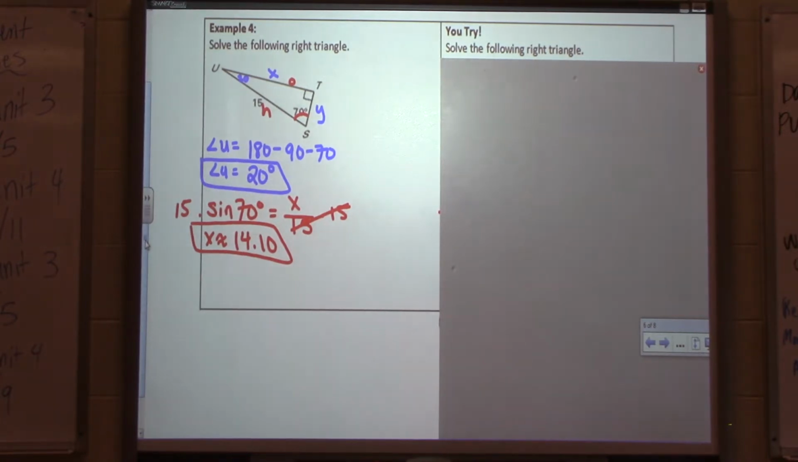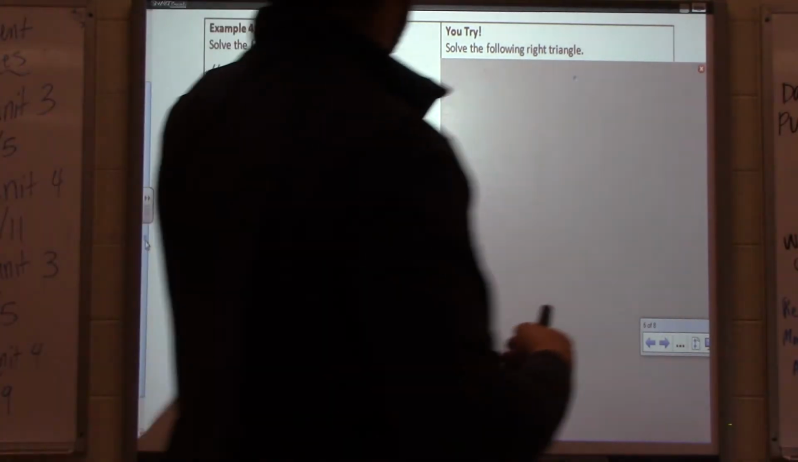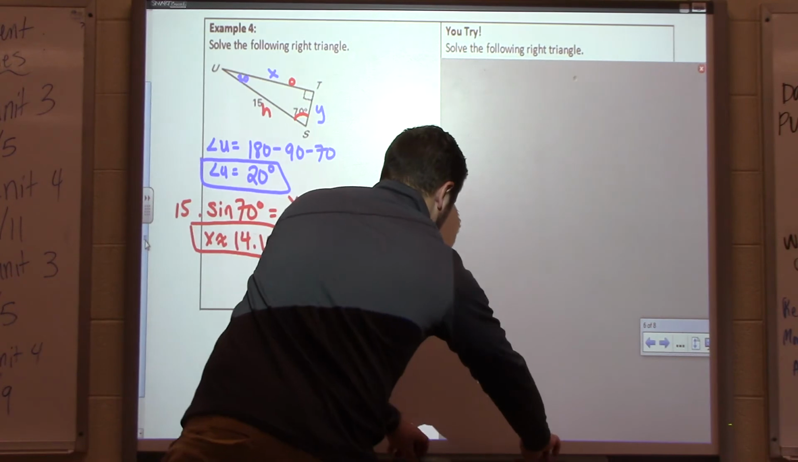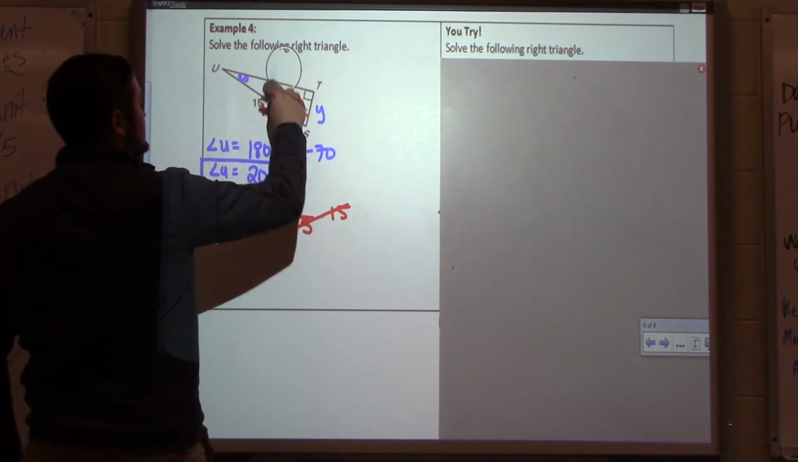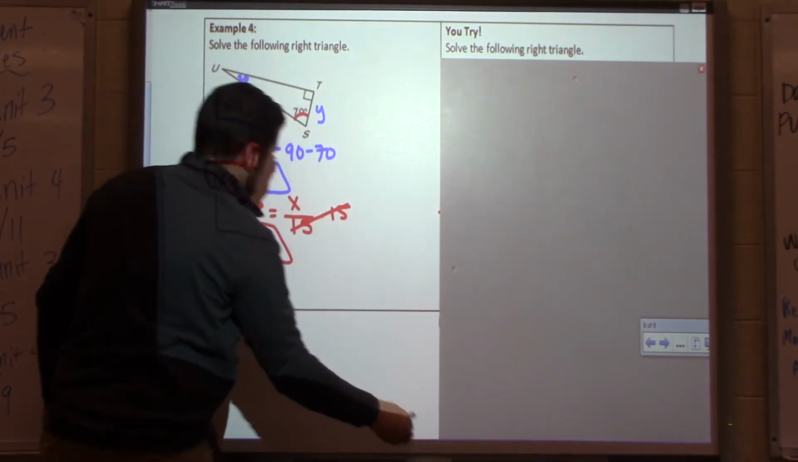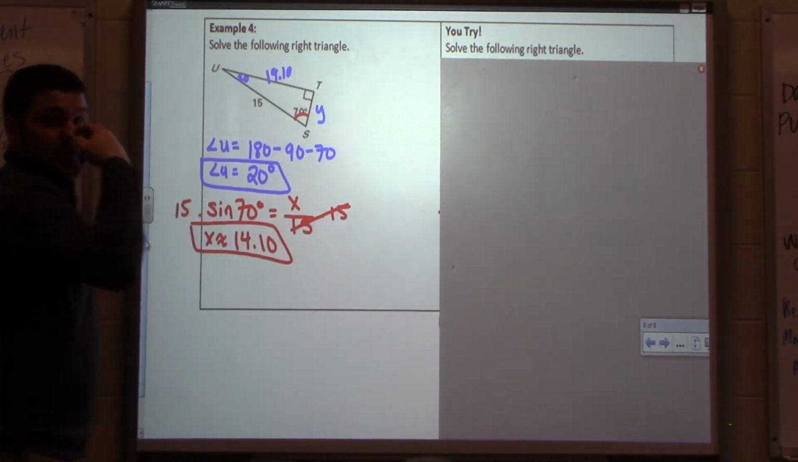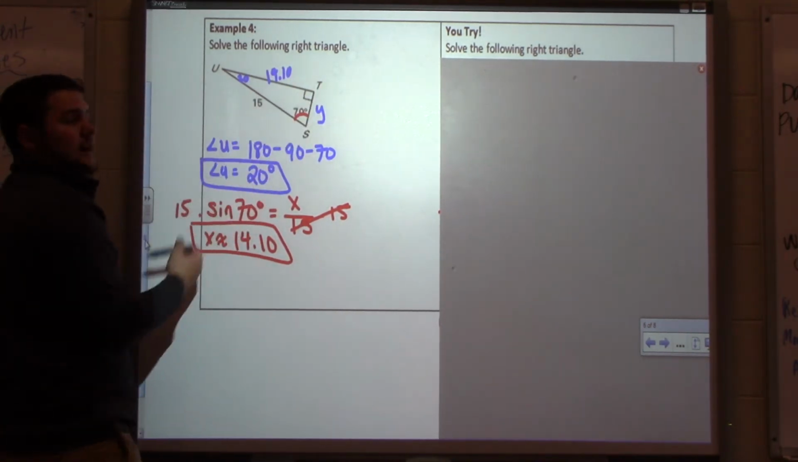There's a bunch of different ways you can do it. Right? You can use trig. You can use whichever angle you want for trig. Or you can do what now that you know 2 sides? Pythagorean theorem. Paige, which way do you want to do? Pythagorean theorem? Alright, so if I know that this side is now 14.10, I can do Pythagorean theorem to find my third side.